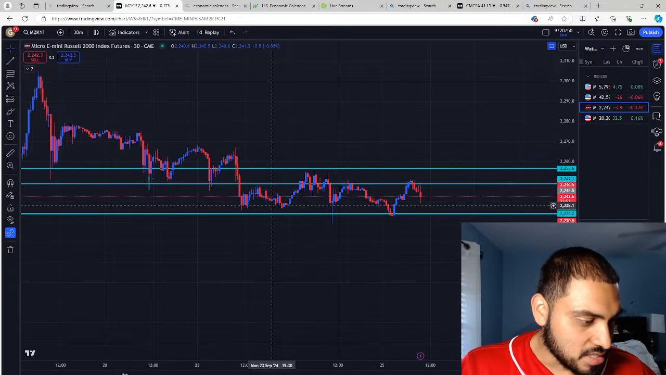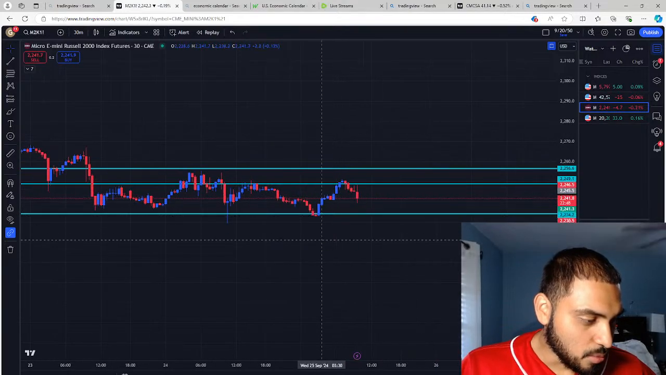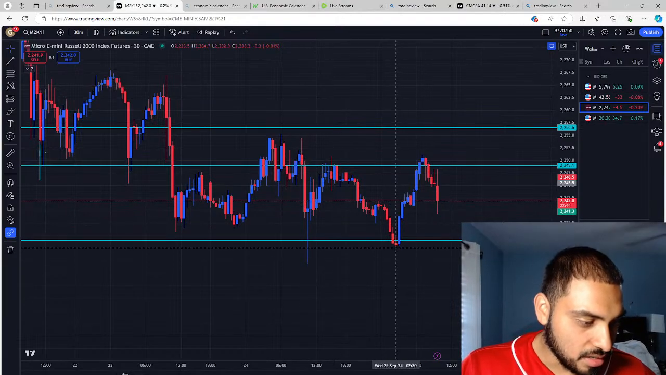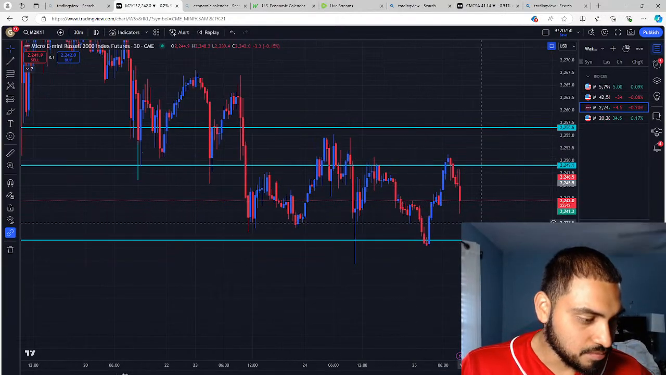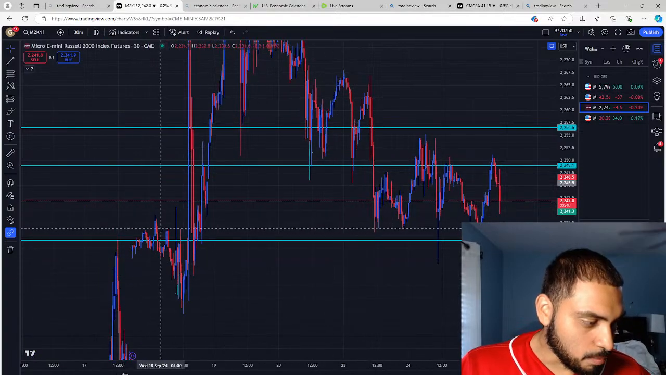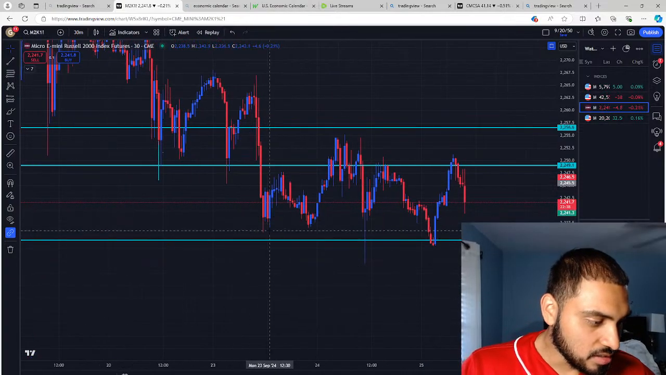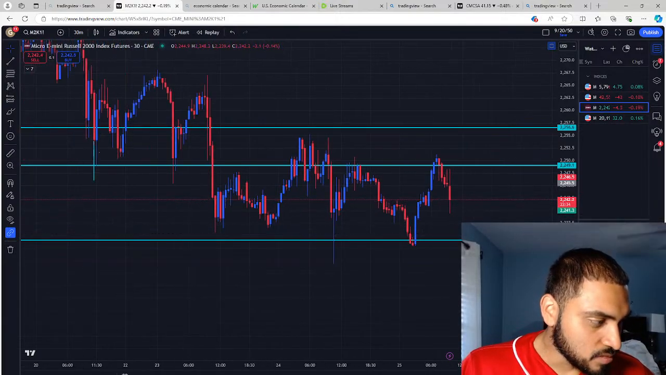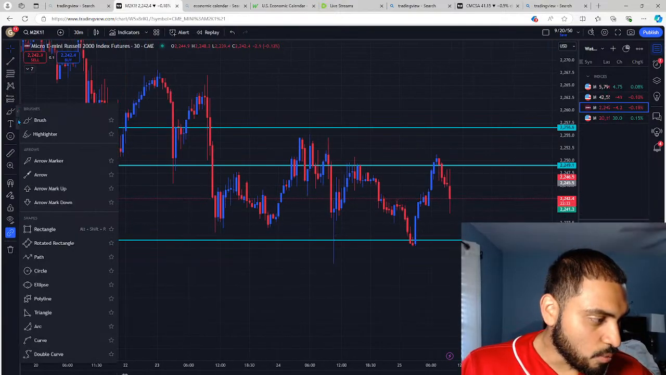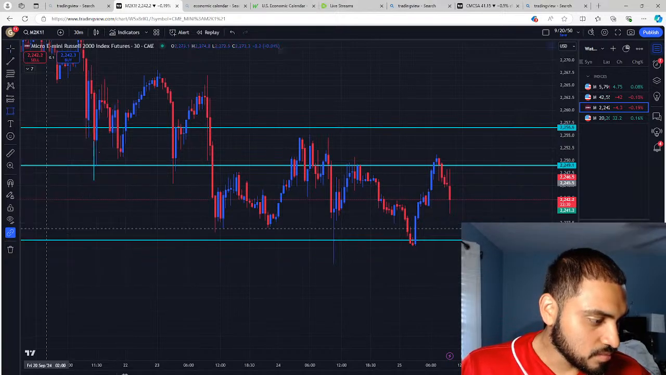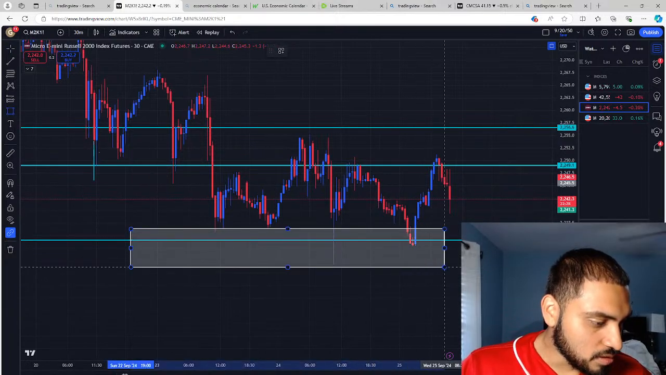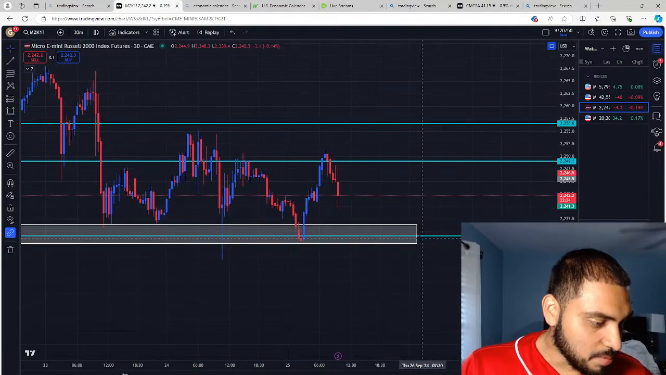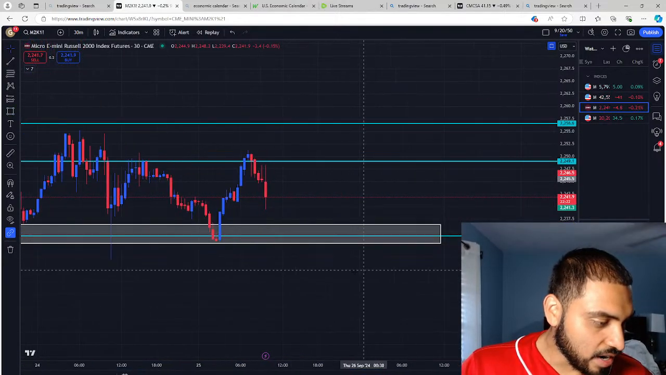So we have price coming here. We have a big wick right there. Big wick, huge reaction. We come over here, price action jumping around this area. So we're gonna put a rectangle to highlight it even more. This is gonna be an area of support right there.